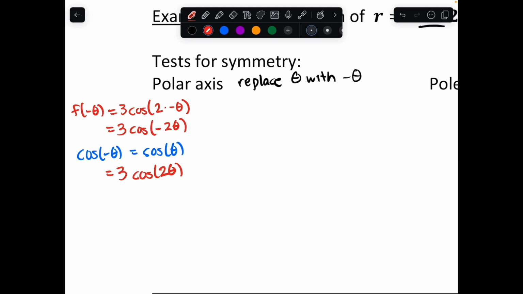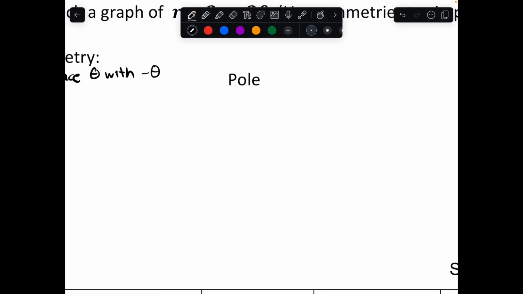That's what we started with. That is our original function. So this is equal to f of positive theta. So we know that we have polar axis symmetry, which hopefully makes sense. If you go back to the picture of what a rose curve looks like with cosine, it should have polar axis symmetry. It should reflect over the horizontal axis. Now let's check the symmetry about the pole. For this one, we have to replace theta with pi plus theta.